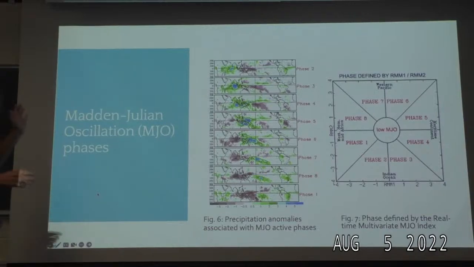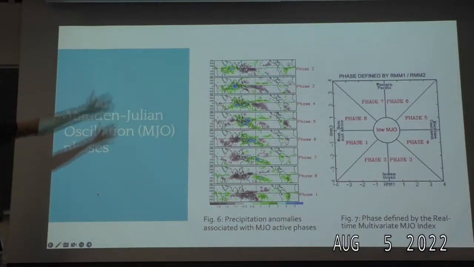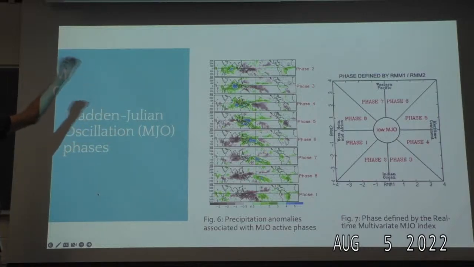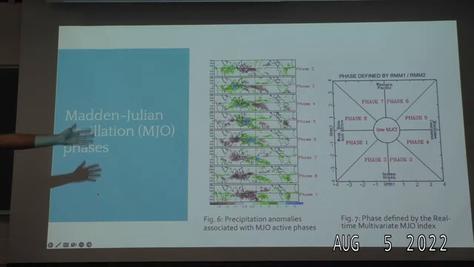For the Madden-Julian oscillation phases, we have a representation of precipitation anomalies within the phases of the MJO. So you have phase 2, and then it moves westward until arriving at the eastern Pacific and approaching the Atlantic. But when the MJO enters the Atlantic, it weakens so much.